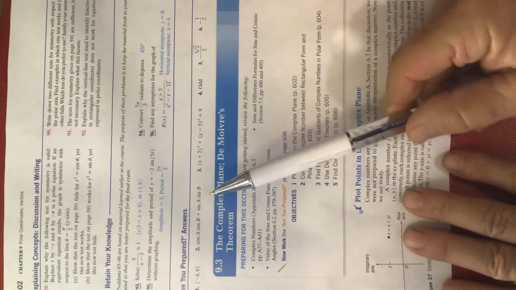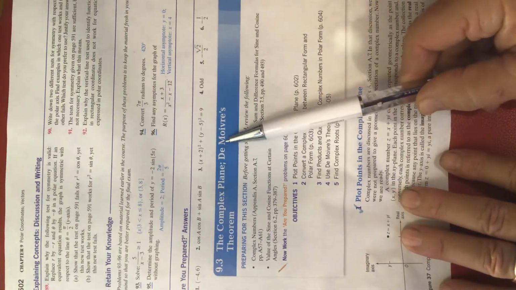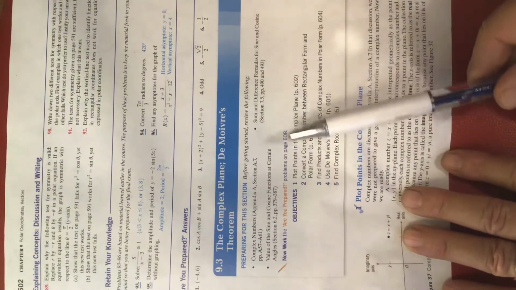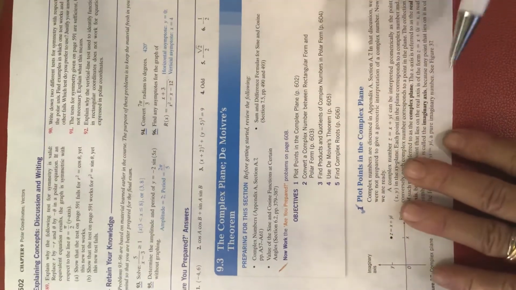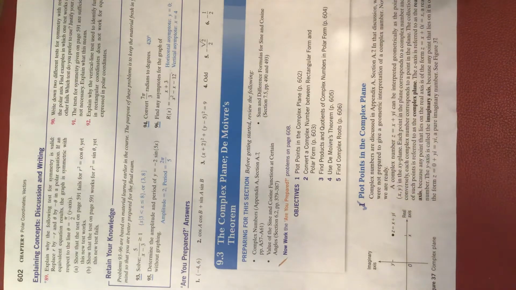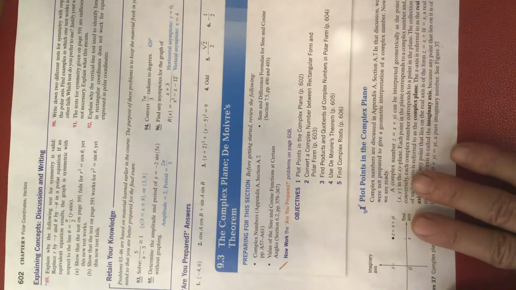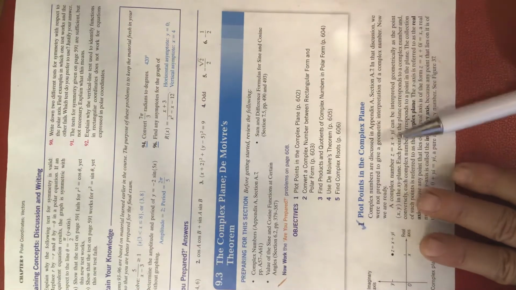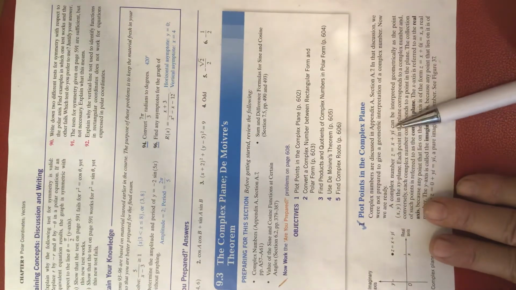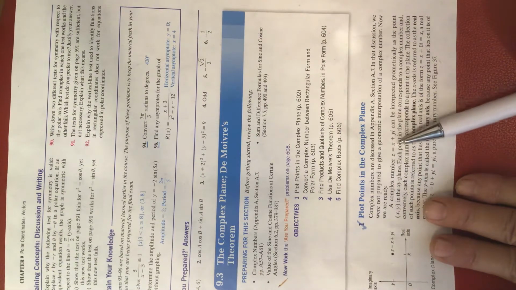This lesson deals with the complex plane and De Moivre's theorem. Now, complex numbers, you're used to complex numbers, a plus bi, the normal way that you see them. But we could just as well say x plus yi, because a and b, x and y, they're just numbers.